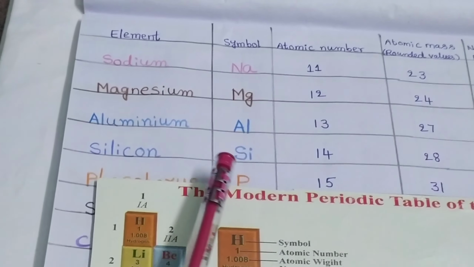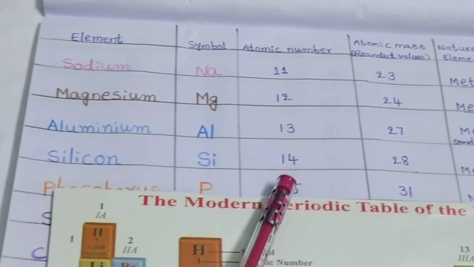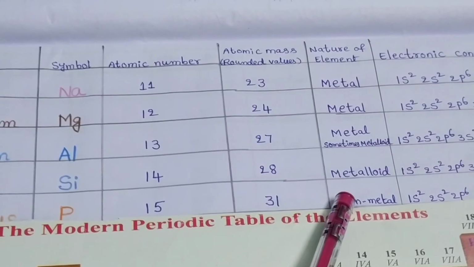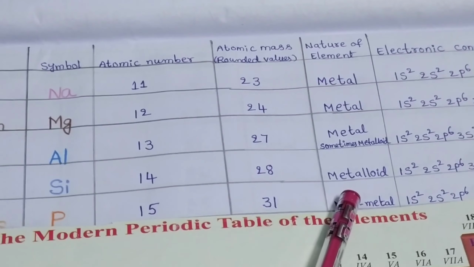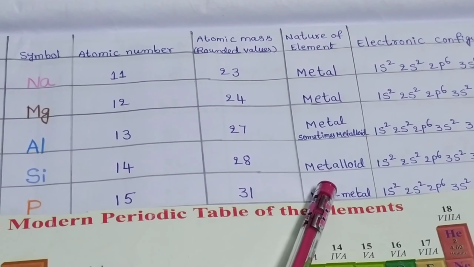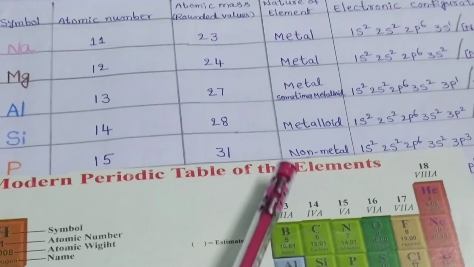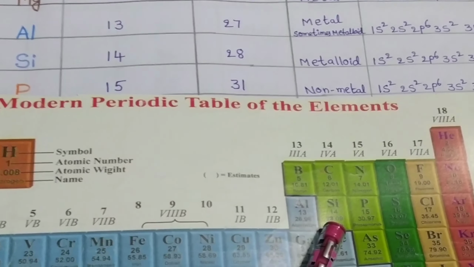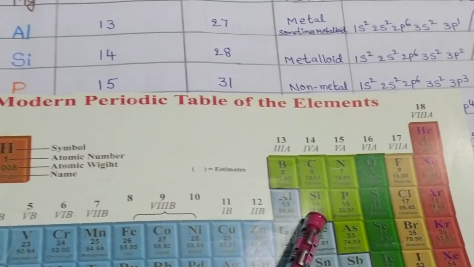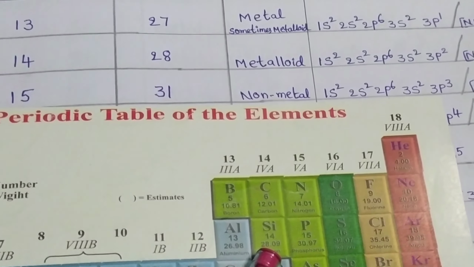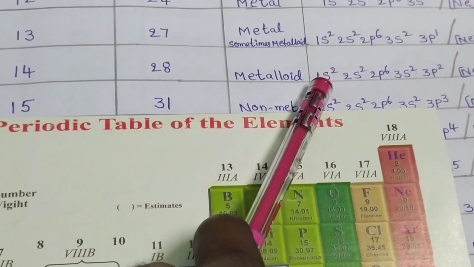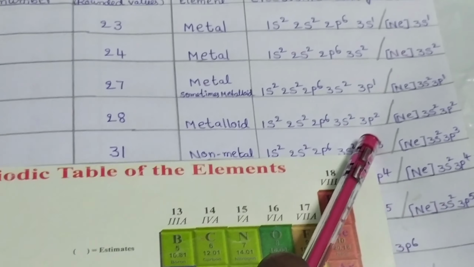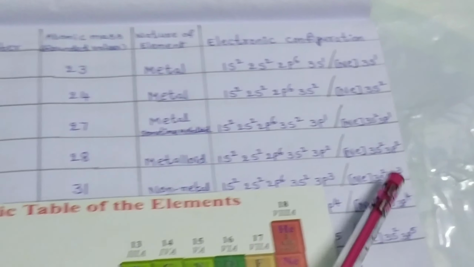Next, silicon. Symbol Si, atomic number 14, atomic mass 28. It is a metalloid. That means silicon has both metallic and non-metallic nature. When we observe the periodic table, silicon is the second element in the p block in the third period. So the electronic configuration can be written as 1s2, 2s2, 2p6, 3s2, 3p2 or neon 3s2, 3p2.